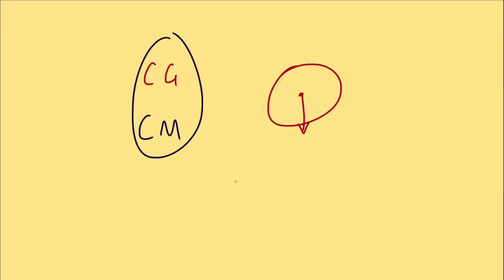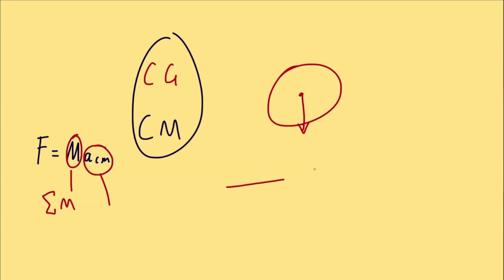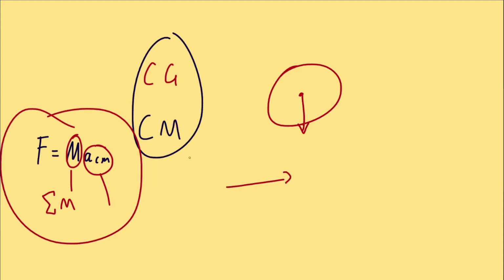For translational motion involving the center of mass, we use Newton's second law. So net force is equal to mass times the acceleration of the center of mass. Big M means combined masses, so the sum of all masses. And this is the acceleration of the center of mass as it moves along. This is Newton's second law for a system of particles or an extended object.